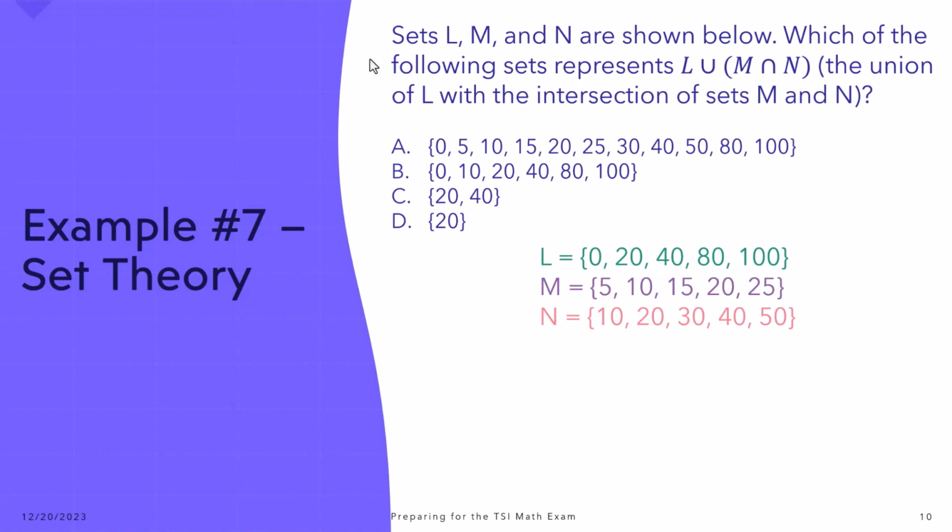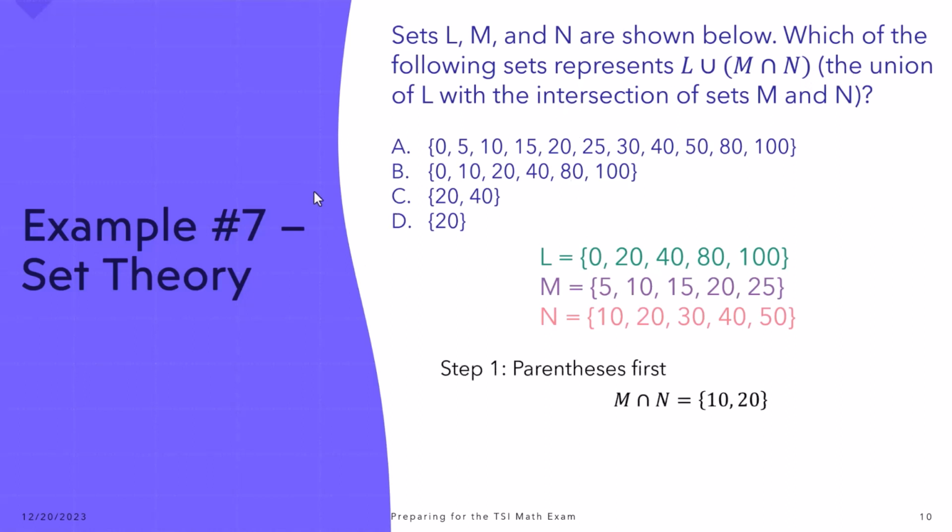So let's take a look at the problem. Sets L, M, and N are shown below, and we see them here in green, purple, and pink. So the set L contains the numbers 0, 20, 40, 80, and 100. M contains 5, 10, 15, 20, and 25, and N, you can see, has 10, 20, 30, 40, 50. So it says, which of the following sets represents the set L in union with the quantity of set M intersected with set N?